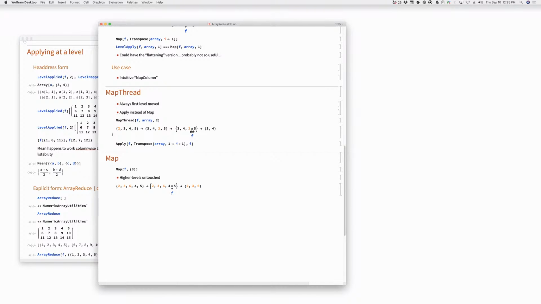So the resulting expression that comes out of MapThread will have, I'm not quite sure, what legs will it have? Well, I think what you're describing there, so let's talk about how tensors work.